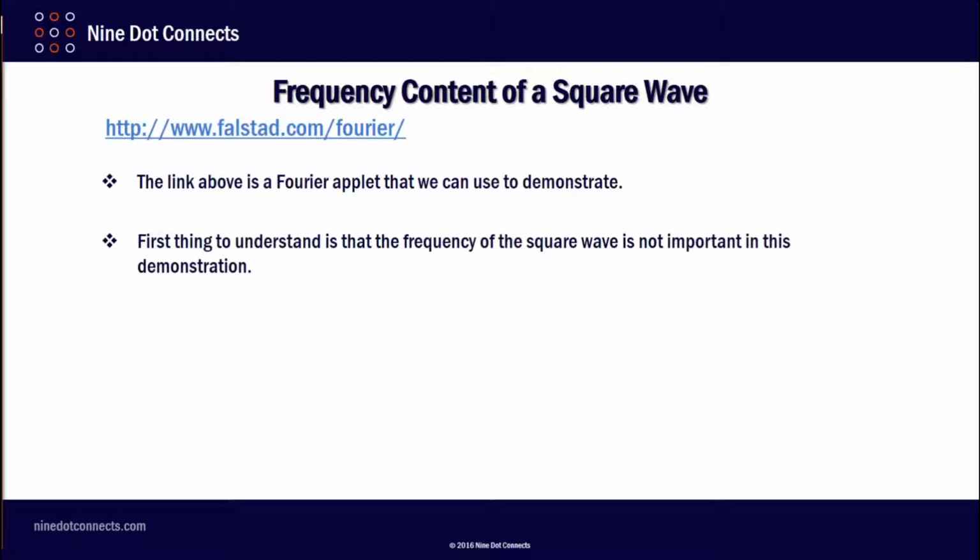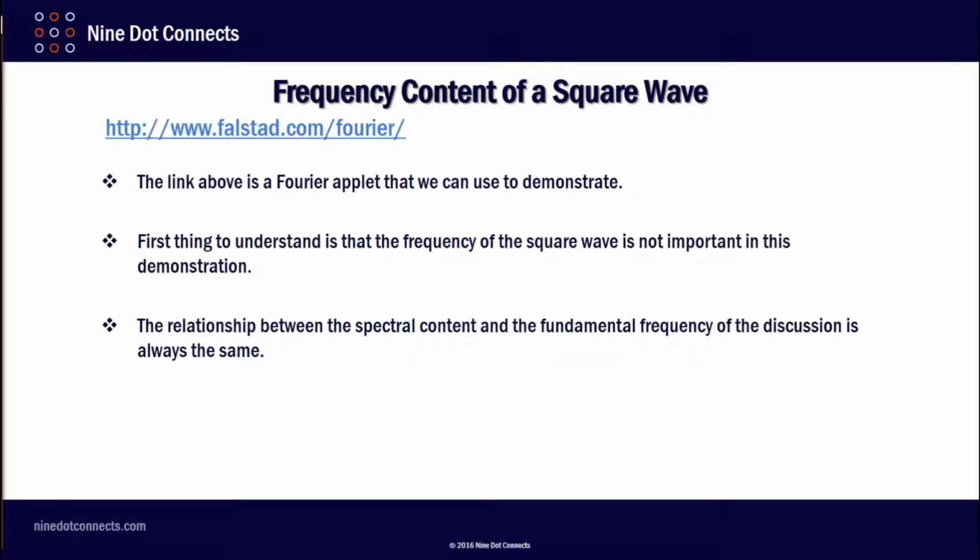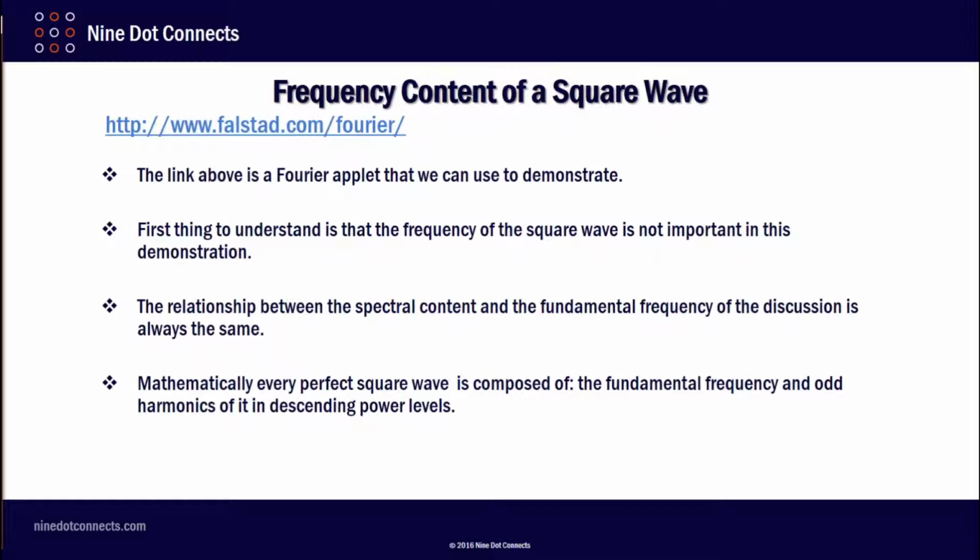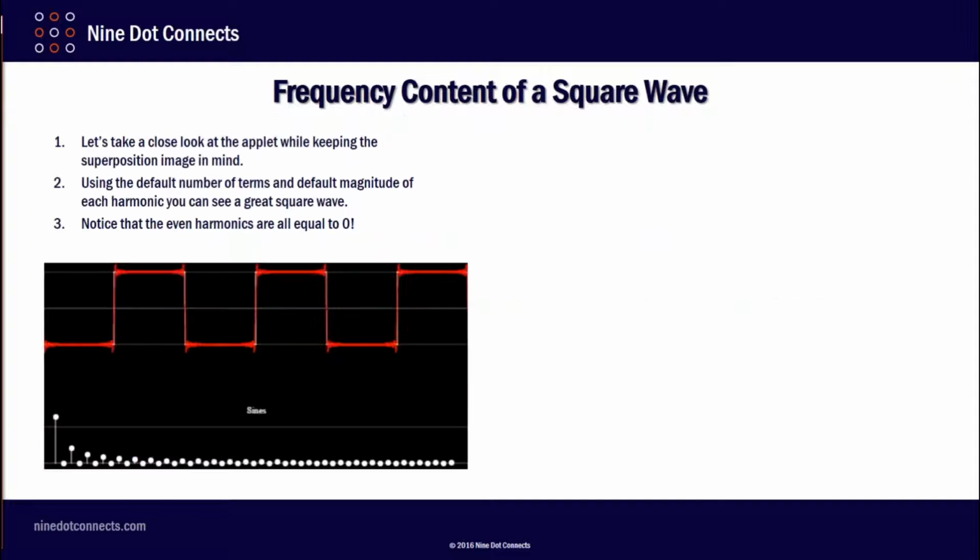The first thing I want you to understand is that the frequency of the square wave is not important in this demonstration. One of the reasons I bring this up is because the applet itself has a limited frequency that it can use. The thing to understand is if I pick 1 kilohertz in the applet, it's the same concept frequency-wise as 1 gigahertz. You just change the power. The relationship between the spectral content and the fundamental frequency in this discussion is always going to be the same. Mathematically, every perfect square wave is composed of the fundamental frequency and odd harmonics of it in descending power level, and that's what the applet is going to show you.